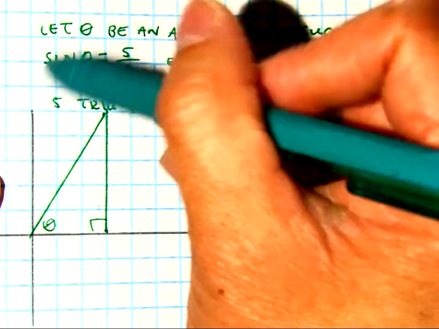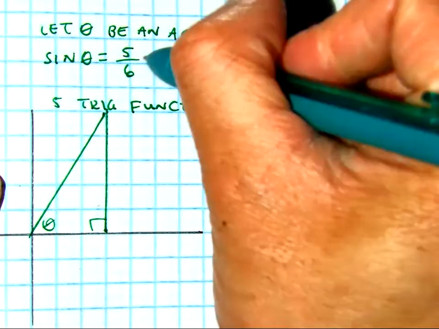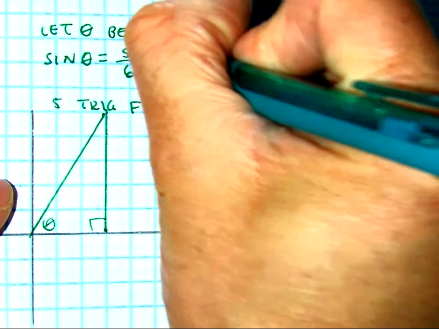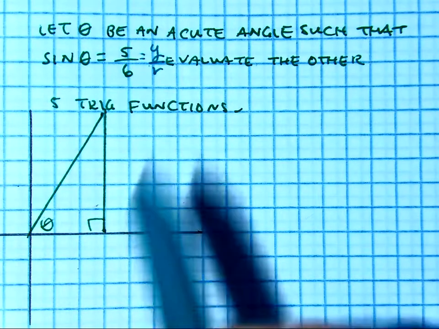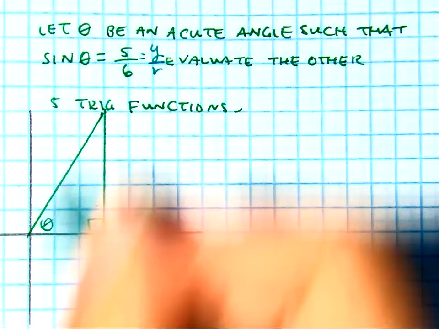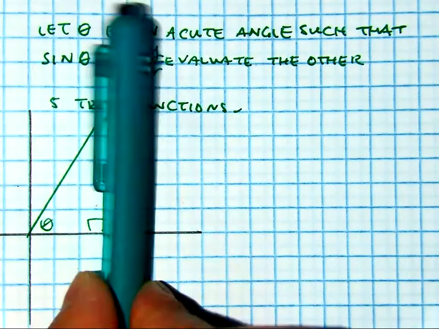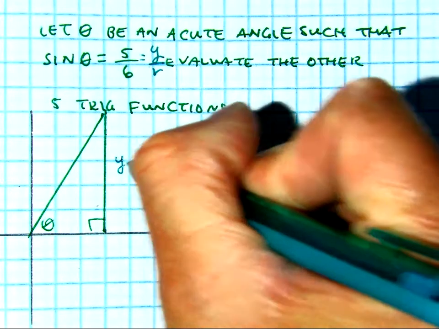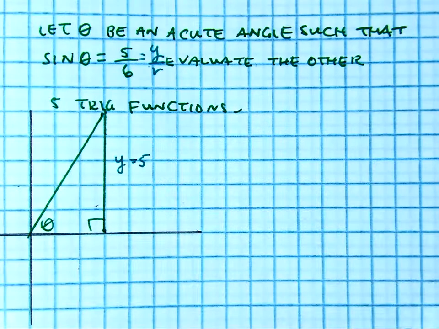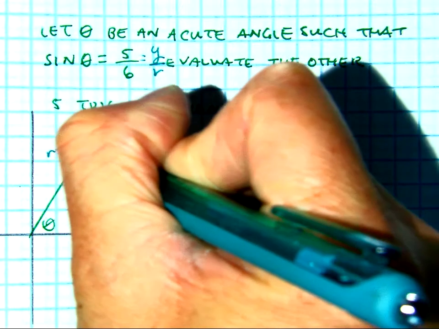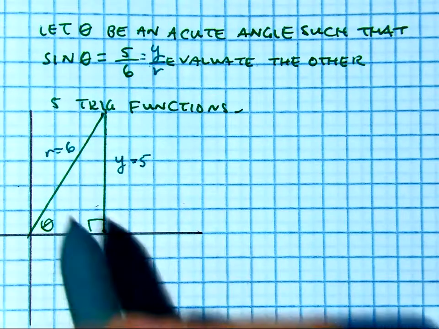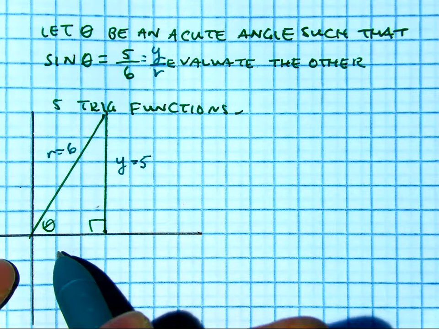In class we said that sine is which two sides? Y over the R. So the y is this side because it's parallel to the y-axis. So y equals 5, and then r equals 6. Class, the missing letter we have here is what?